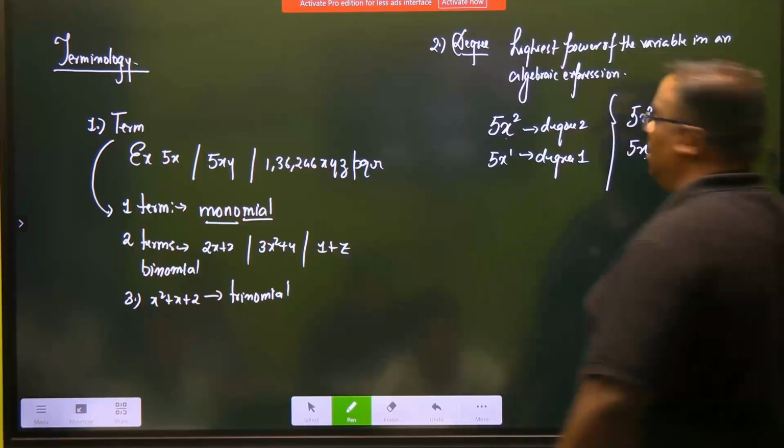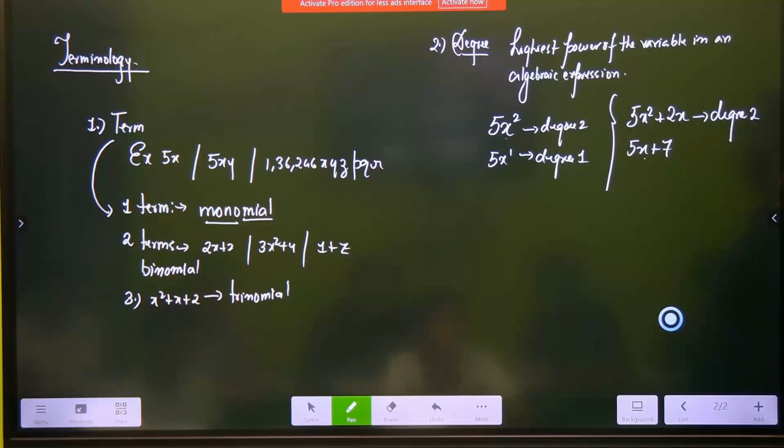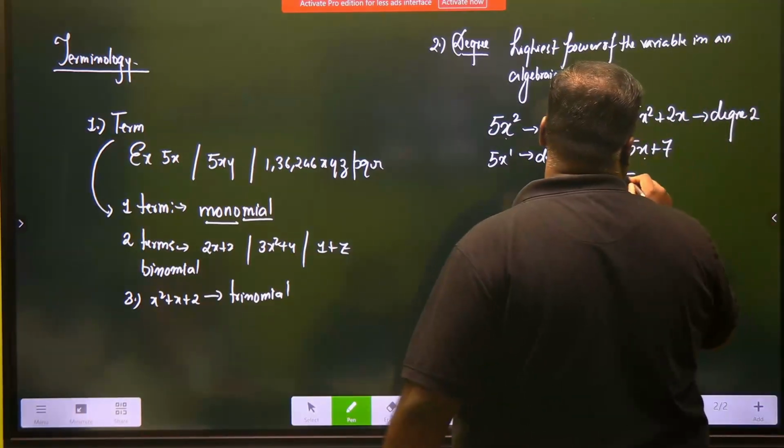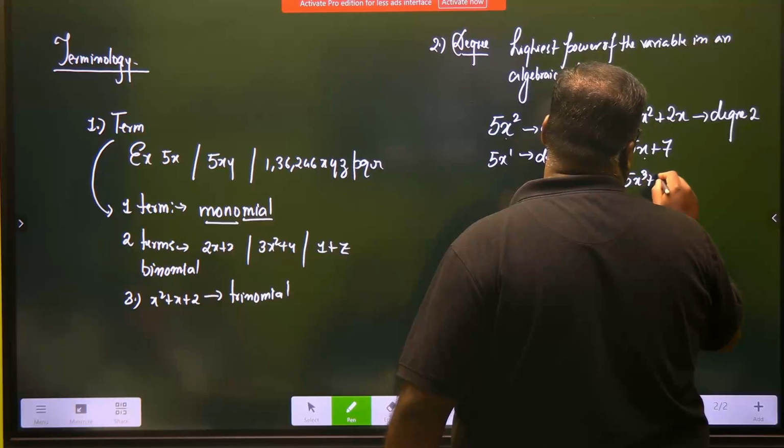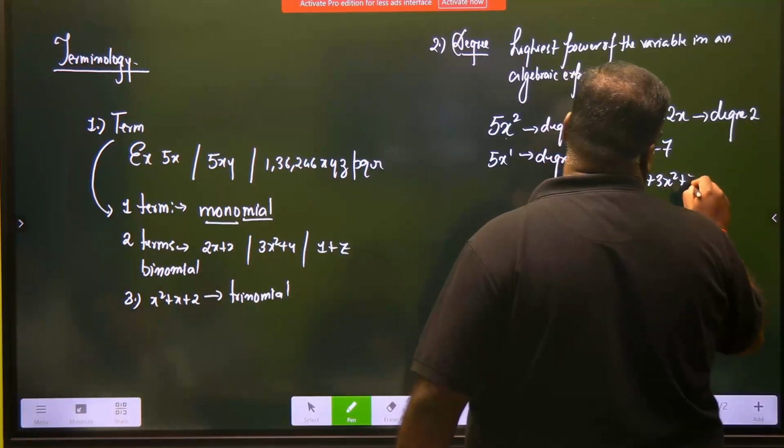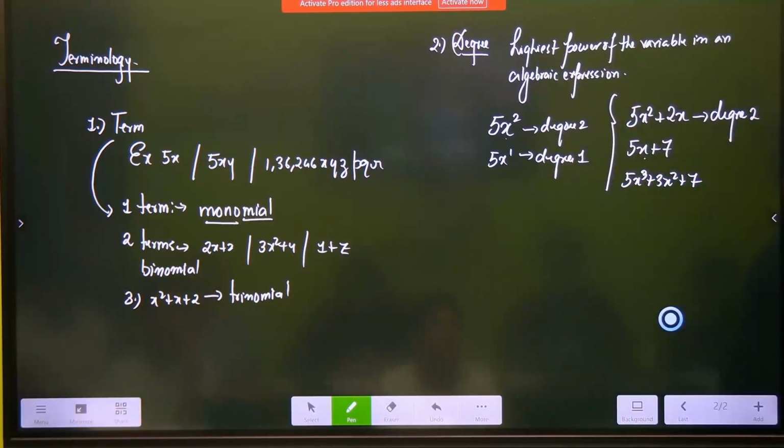5x plus 7. First see the type of the algebraic expression. It is a binomial. And let's see the degree. 1. So it's a binomial of degree 1. Is it understandable? Okay, let's see one more. Degree is 3, but what is the term's name? Trinomial of degree 3. Okay? Come, let's see one more.